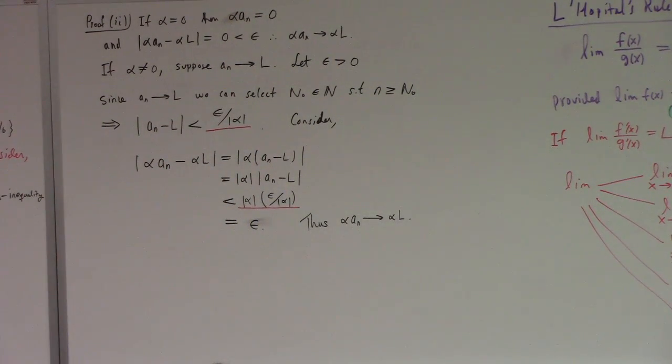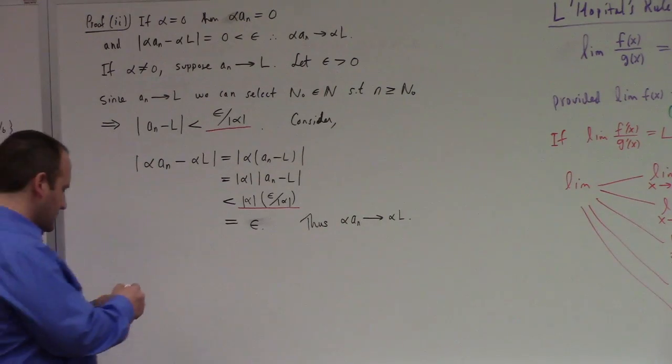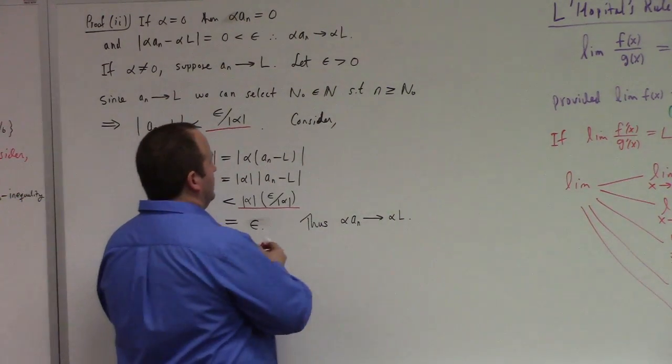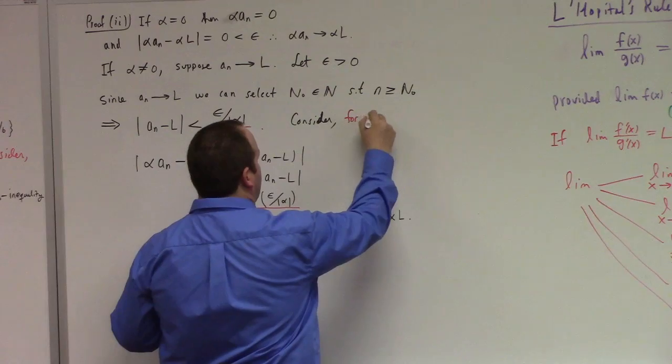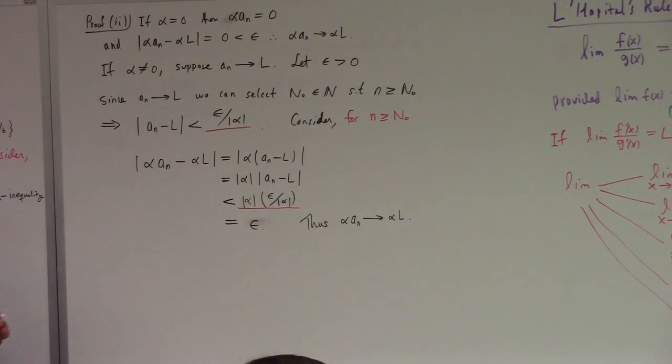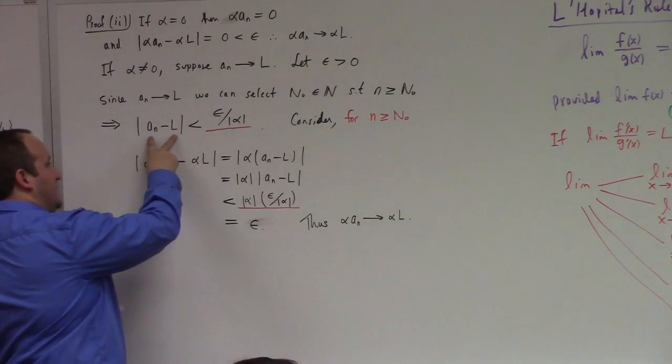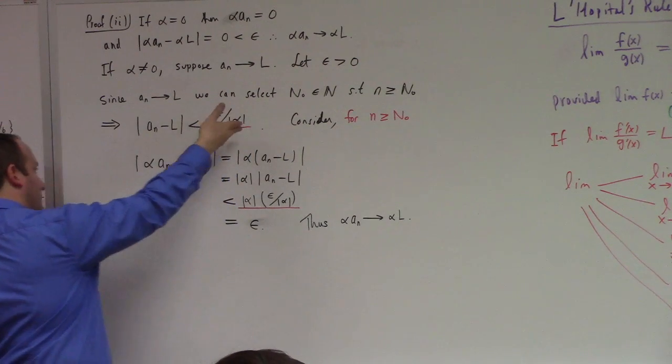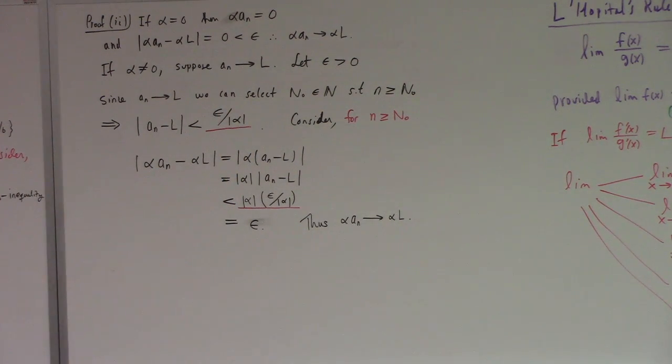Because I have shown that for epsilon greater than 0, there exists an integer, in this case n sub naught. I guess I should emphasize here, actually, this proof isn't quite right yet. I really should write here again for n greater than or equal to n naught. I was assuming that when I wrote those steps, but to be clear, we're assuming n is greater than n naught, where n naught is the specific positive integer which makes the absolute value of a sub n minus L less than epsilon over absolute value of alpha.